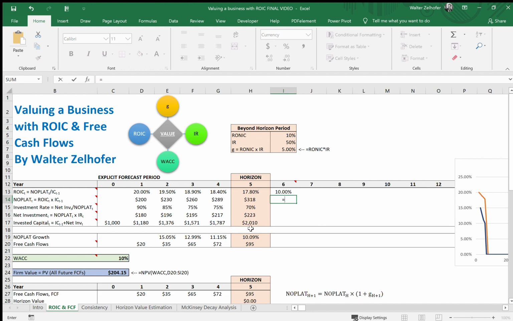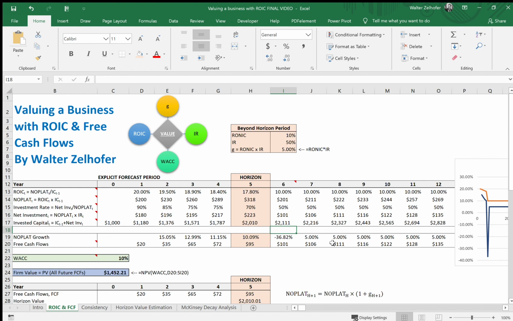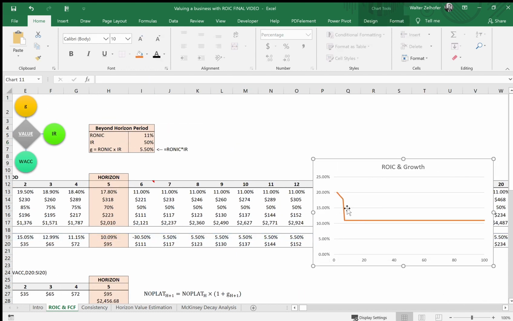Well, based off of this invested capital, we earn 10% on that. We get our net operating profits after tax. The investment rate, we're going to make that 50%. 50% of the 201 gets added to the invested capital, and then the rest of these will automatically populate because I set up the spreadsheet that way. Now, let me set this back to 11%. What this does, if I just remove this growth rate for a second, is it drops your return on invested capital immediately at the end of year 5. It drops it immediately to 11%.